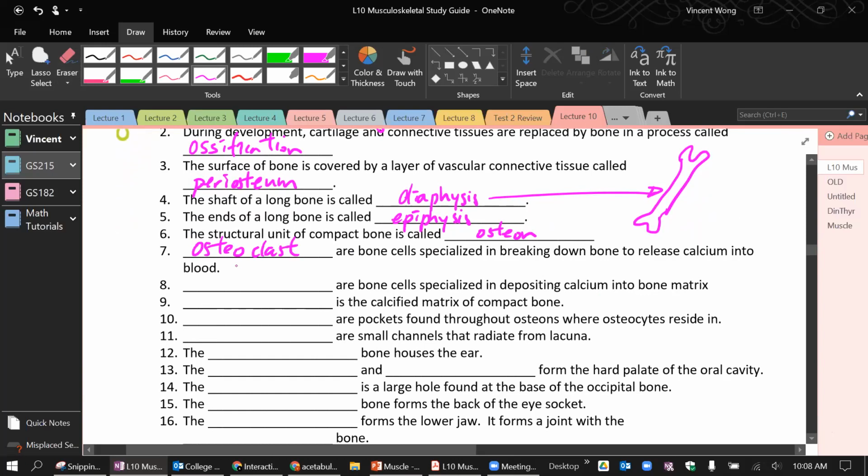So the PTH that we talked about that helps absorb calcium from the bone, that's the cell that is going to get stimulated. And working against the osteoclast is the osteoblast. They specialize in depositing calcium into the bone matrix.